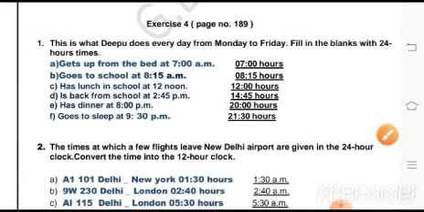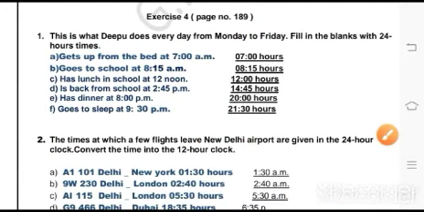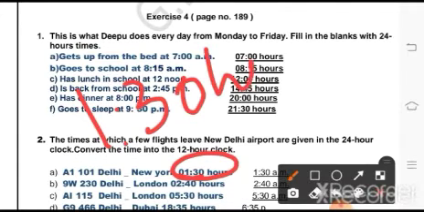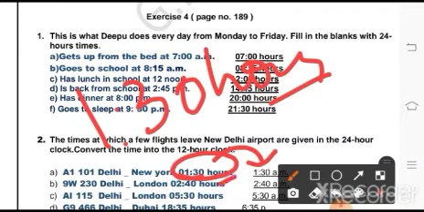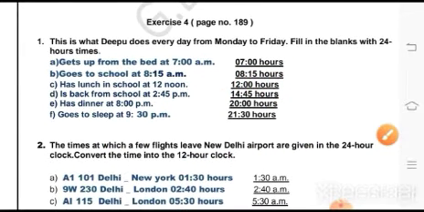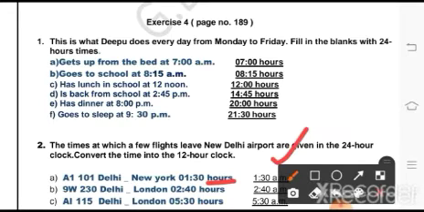So here you can see these are the names of the flights. From Delhi to New York, the time of departure from New Delhi airport is 1:30 hours. When the given time is less than 12, then the time is the same, only hours will be replaced by a.m. If the given time is less than 12, then the time remains the same, only hours is converted to a.m.